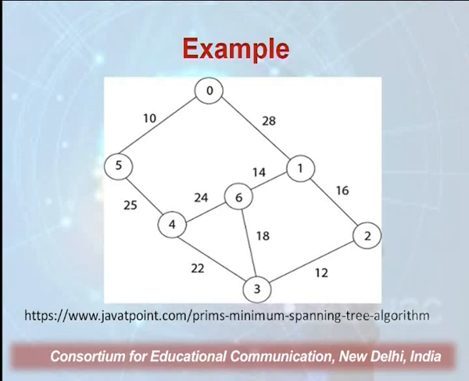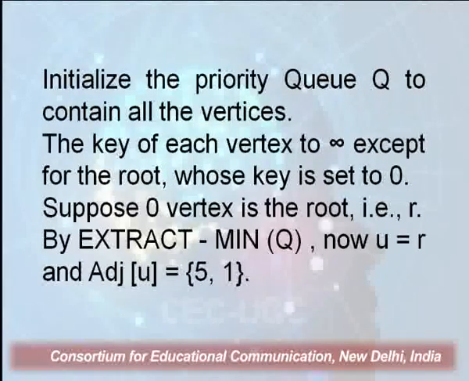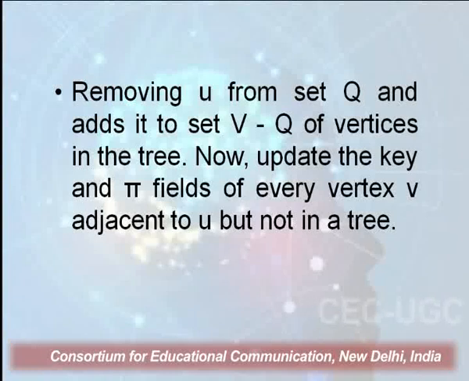So one vertex has been removed from it, and while removing we will look for the adjacency list of 0. If you can see in the figure, the adjacency list of the vertex 0 has 1 and 5, two vertices, with edge weights: the edge weight of 0-1 is 28 and the edge weight of 0-5 is 10.